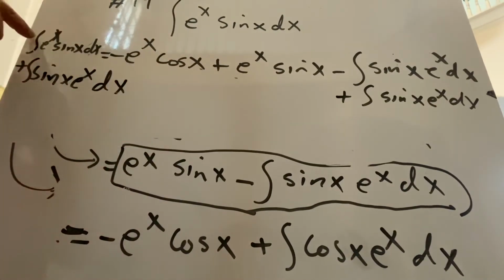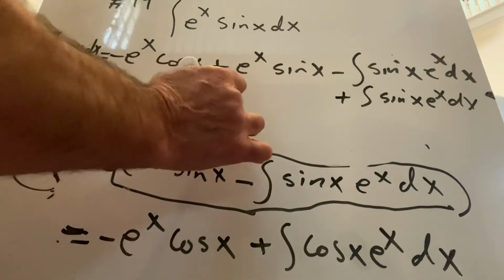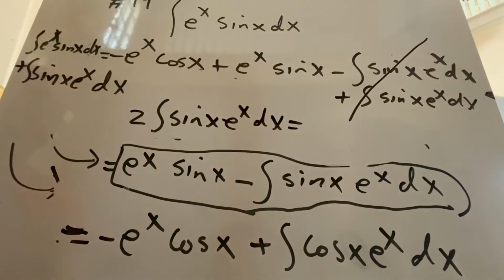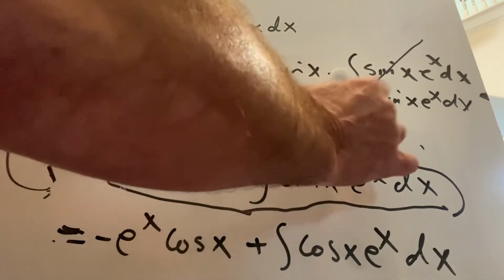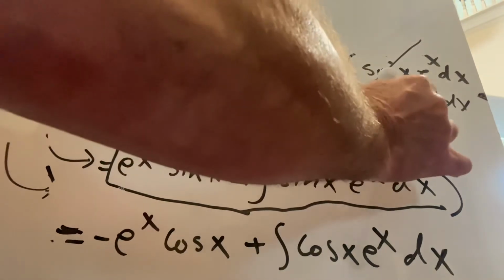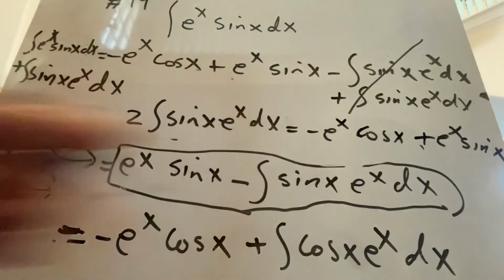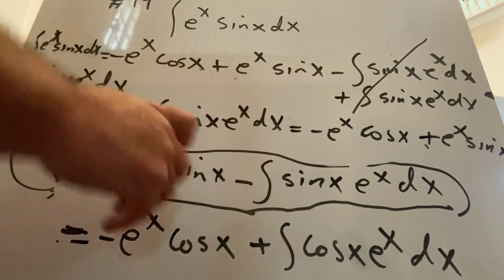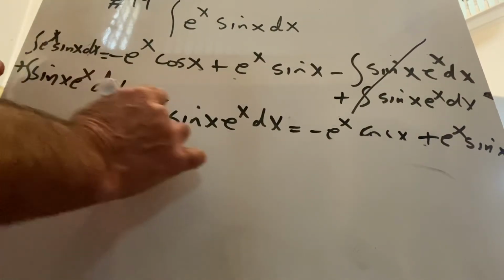So as you add that, well, 1 plus 1 becomes 2. So now you have 2 integral of sine x e to the x dx equals, so those two, of course, cancel. And then you have the same thing, negative e to the x cosine x, and then, of course, plus e to the x sine x. Okay, so now, finally, we can isolate this by dividing both sides by 2. I'm going to take this off. So now if you divide both sides by 2, you should have your original integral evaluated, okay?